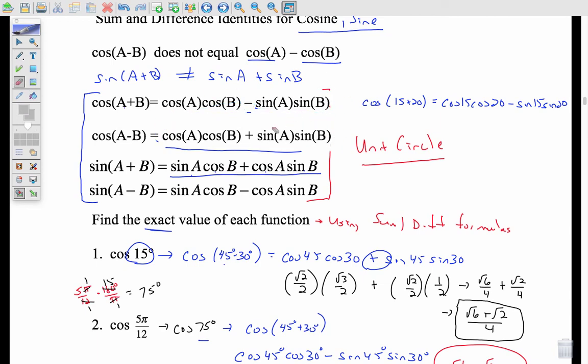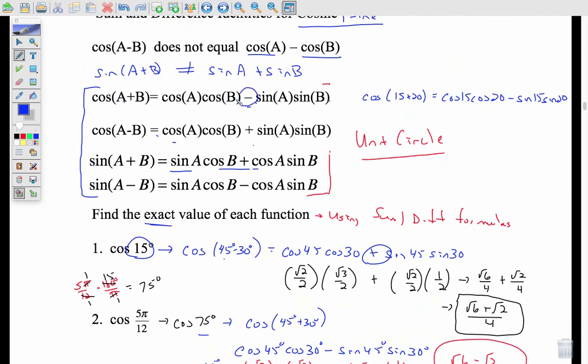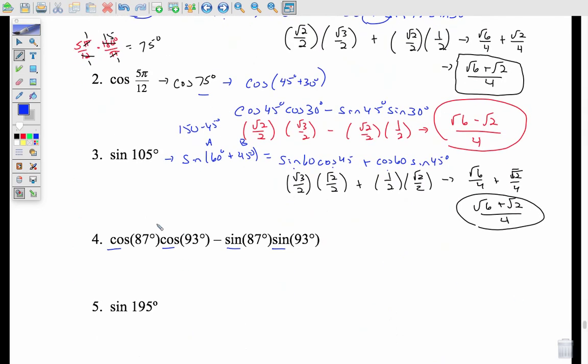Maybe I can clean this up a little bit. I was trying to take a look at our patterns up here and see which identity that looks like. So if I compare that, if we had cosine, cosine, sine, sine, scrolling back down, the operation in between was a minus. So we'll have this version here. We have the cosine of A plus B. We'll just label that 87 is our A and 93 is our B. So this is the cosine of 87 plus 93.